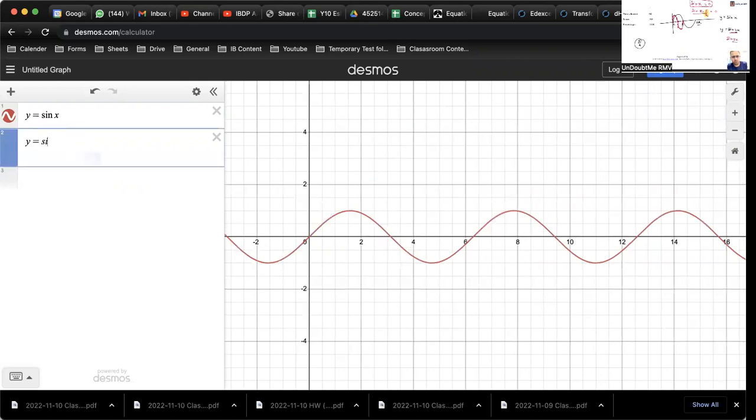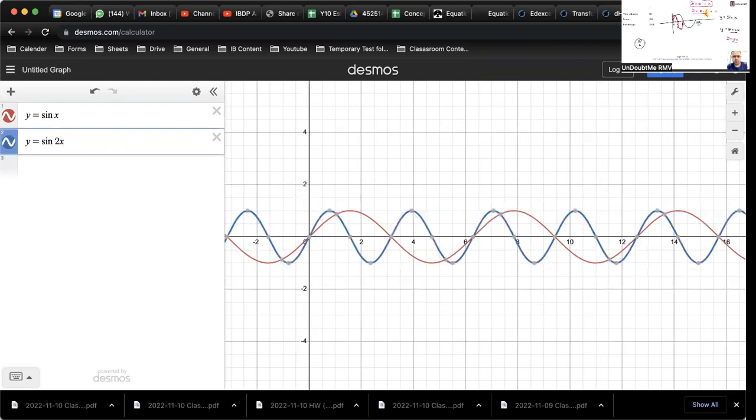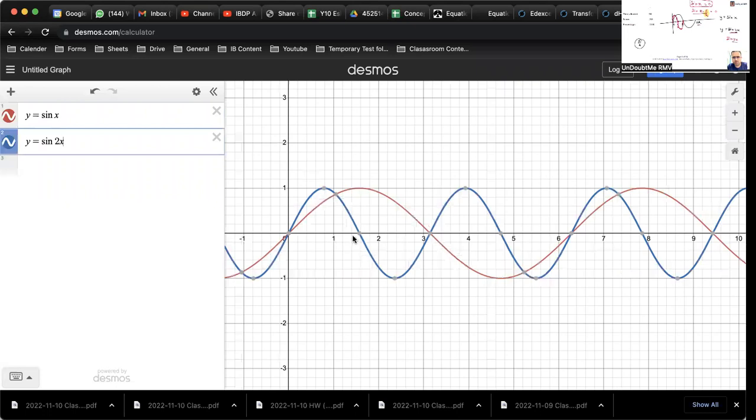Y is equal to sine 2x. Just notice one thing: in the original graph of sine, this was 0, this was pi, and this was 2 pi. Sine x was getting 0 at pi, but sine 2x is getting 0 at pi by 2 only. So pi and pi by 2, it means it is getting divided by whatever is the a value.